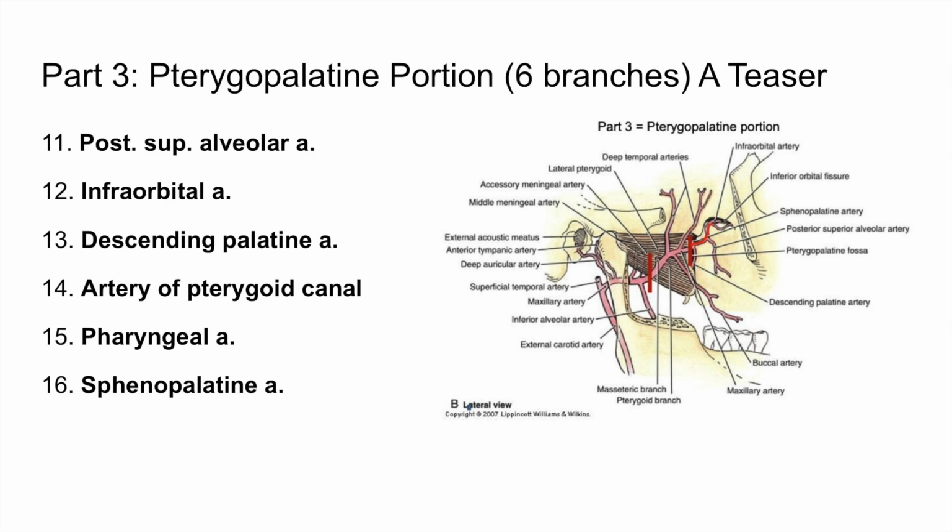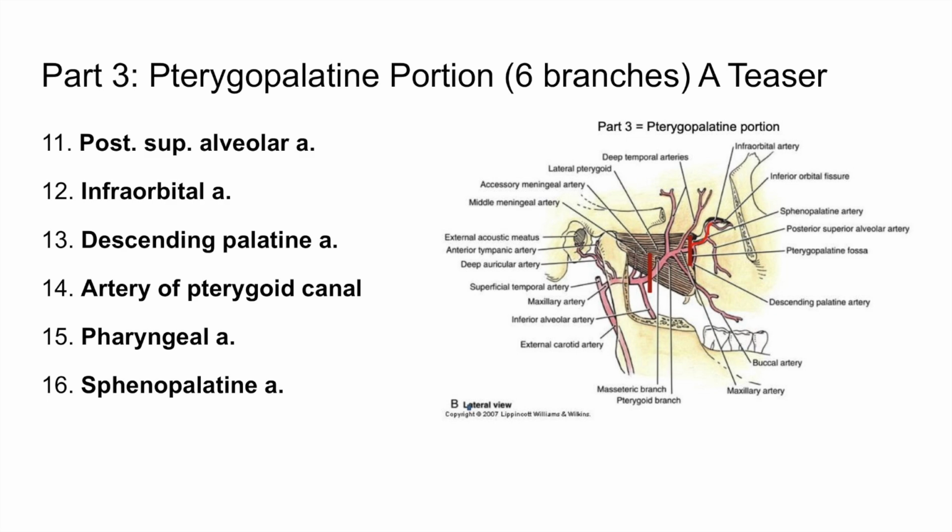The descending palatine artery goes inferiorly to supply the palate. The structure of the pterygoid canal runs posteriorly towards the upper pharynx and auditory tube region. The pharyngeal artery also contributes to the nasopharynx. And finally, the sphenopalatine artery is the big high-yield one because it enters the nasal cavity and is the major supplier of the nasal septum, making it a key player in posterior epistaxis.